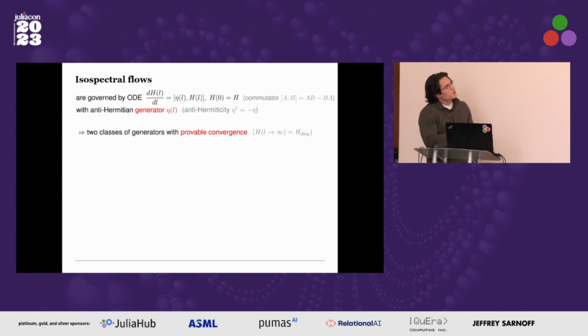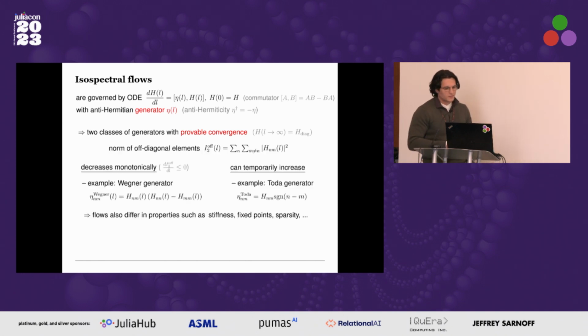Here we see that this Hermitian matrix H evolves according to an ordinary differential equation with respect to this flow parameter L. On the right-hand side, we have the commutator between what's called an anti-Hermitian generator eta and the Hermitian matrix H. In principle, we are free to choose this generator eta however we like, as long as it's anti-Hermitian. This will result in an isospectral flow. But in general, we only know two classes of generators which have provable convergence, so for which we know that if we let L go to infinity, so we solve the ODE towards its steady state, we end up with the correct diagonal matrix.